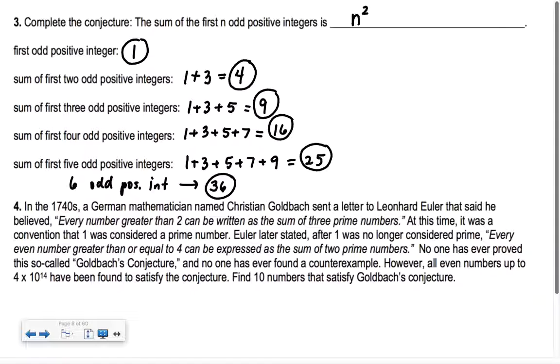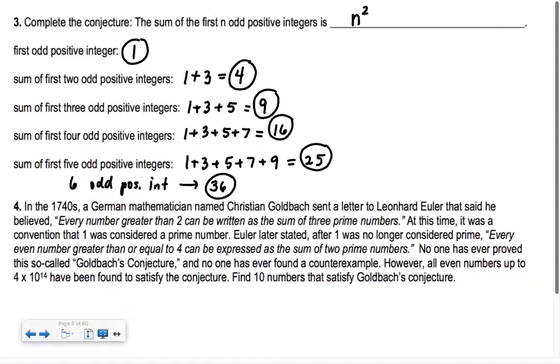Okay, so in the 1740s, a German mathematician named Christian Goldbach sent a letter to Leonard Euler that said he believed that every number greater than 2 can be written as a sum of 3 prime numbers. At this time, it was a convention that 1 was considered a prime number. So we're going to consider 1 prime. We know that 1 is not prime, right? 1's neither prime nor composite.